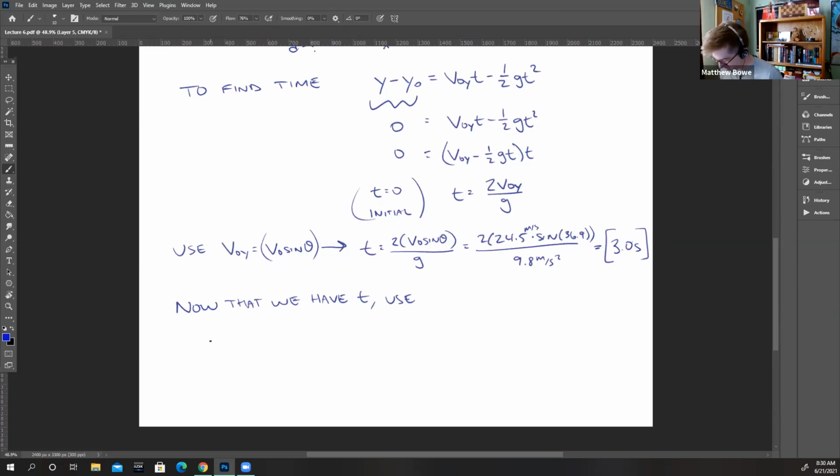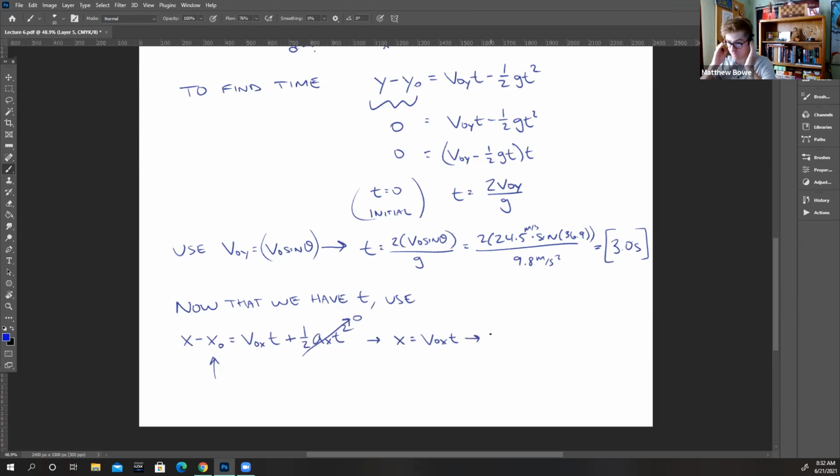I'll remind you, it's the same exact thing with x's. So x minus x naught is the velocity in the x direction times time, except there's no gravity in the horizontal direction. We have to remember what that actual equation was. It was plus 1/2 acceleration in the x direction times time squared. And remember from the previous page, we saw that this goes to 0. Also, we're starting at the origin, so the initial position x naught is just 0. So x equals v naught x times t.